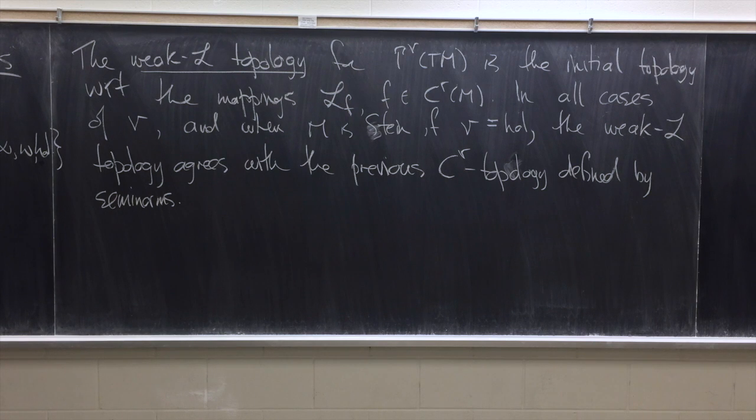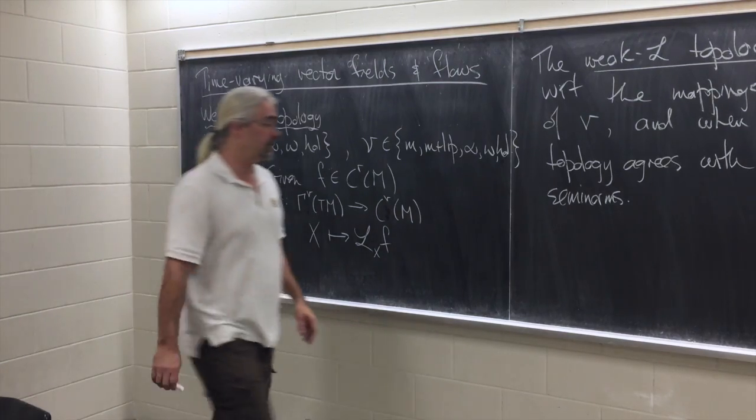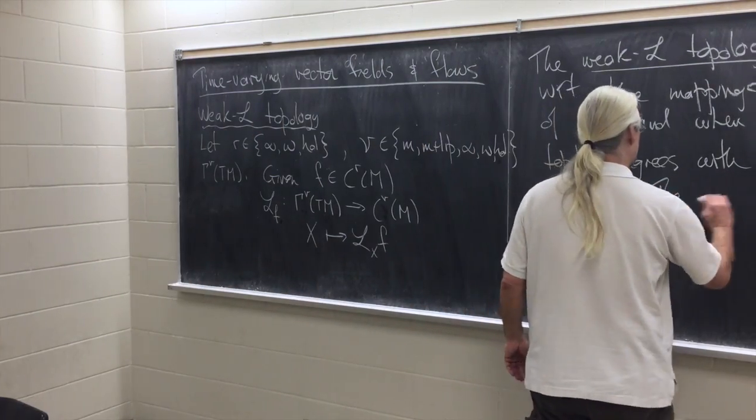In fact, the proof of this in most of these cases is just kind of messy estimates. You have to prove equivalence of two locally convex topologies, so you have two different kinds of semi-norms. So the question is, what are the semi-norms for the weak L topology? Maybe I'll write that down.